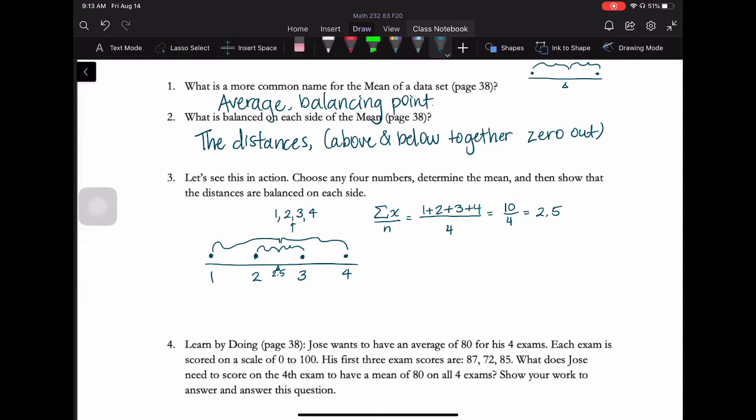So the difference between 1 and 2.5 is negative 1.5. The difference in distance from 2 to 2.5 is negative 0.5. The difference in distance from 3 to 2.5 is positive 0.5. And the difference from 4 to 2.5 is 1.5. Now, if you notice, when you add these together, they total 0. And that's what the mean does. It effectively balances to where the values above and below, their distances from the mean will cancel each other out.